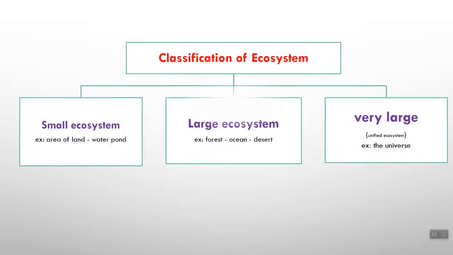Classification of the ecosystem. We have three types of ecosystems. We have a small ecosystem such as an area of land or a water pond. And we have a large ecosystem like the forest, ocean, or desert. And a very large ecosystem, or we can say the unified ecosystem. It is the universe.